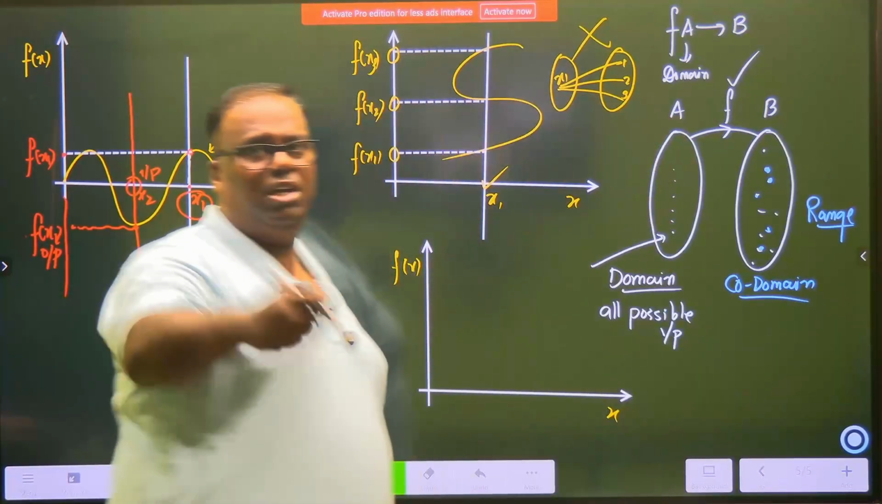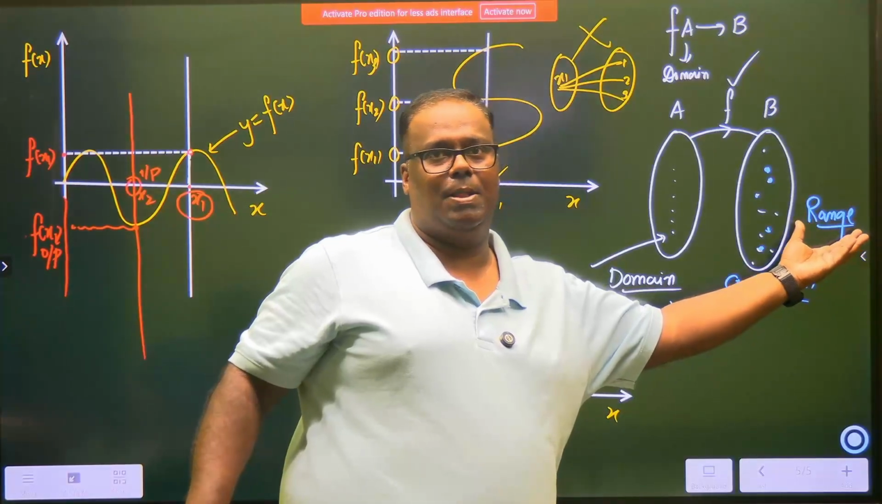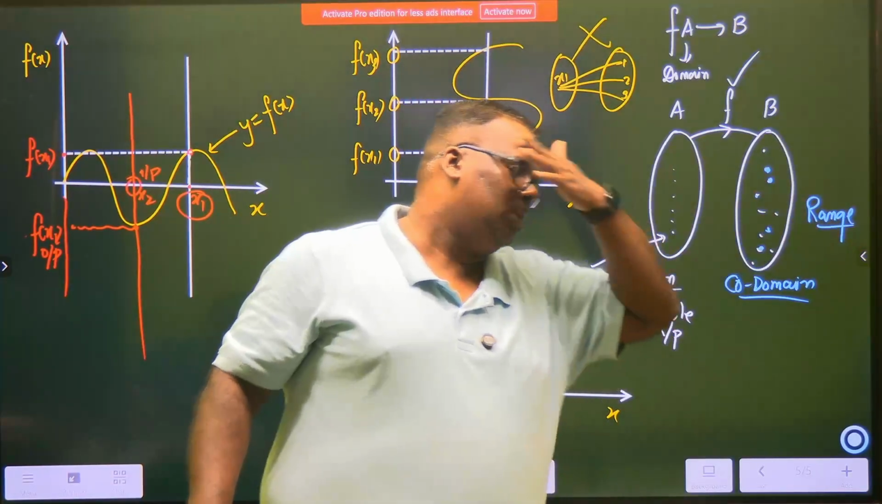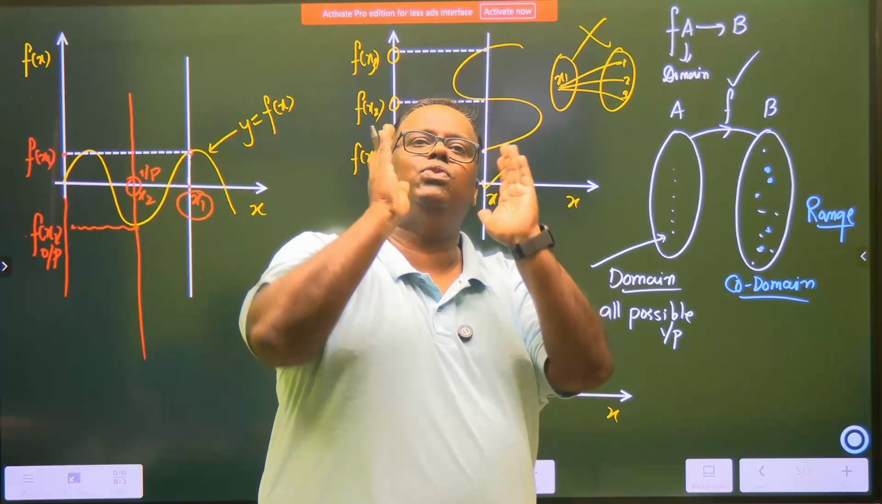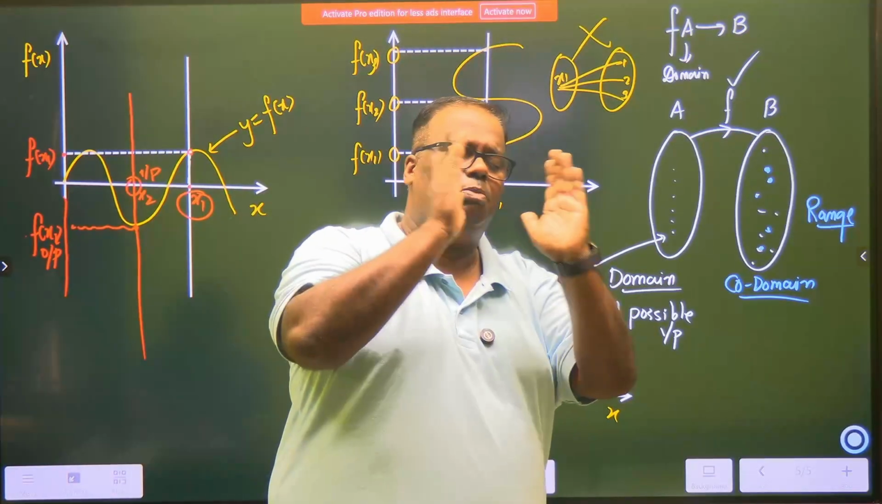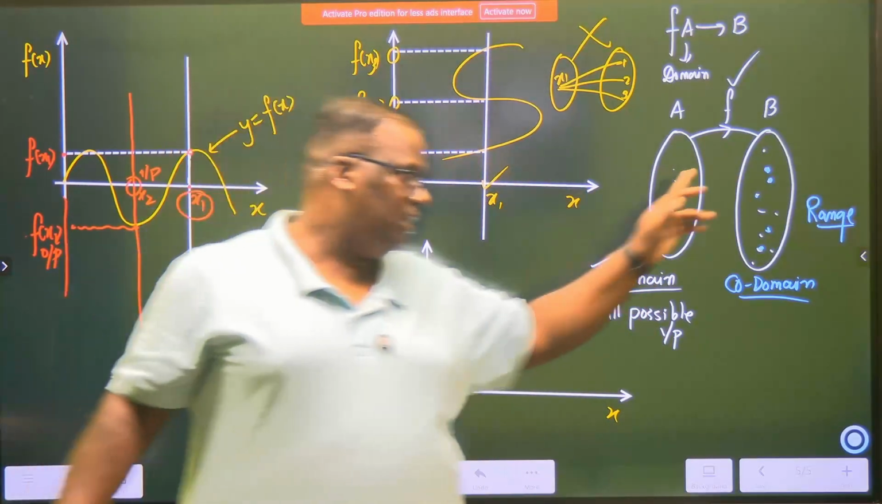Codomain is like the big refrigerator from which you pick only a few, which is known as your range. How did the range come out? The range came out based on the domain that you selected. Domain is frozen. For every possible input, there will be an output.